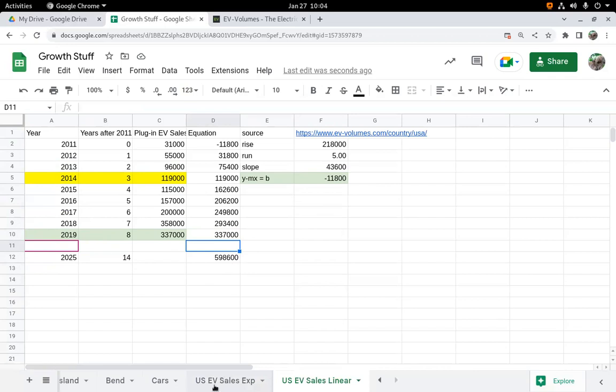Okay, so you don't need to do both exponential and linear. You need to do one or the other, whichever one you think is best for your data.